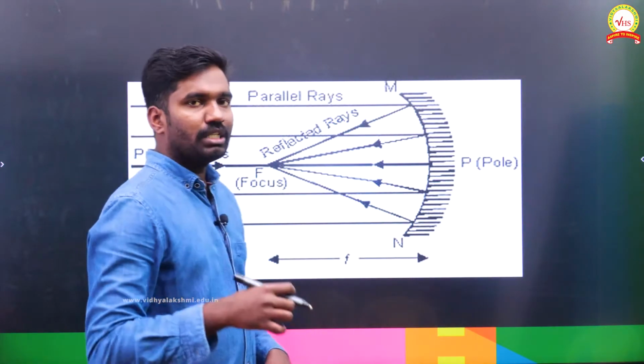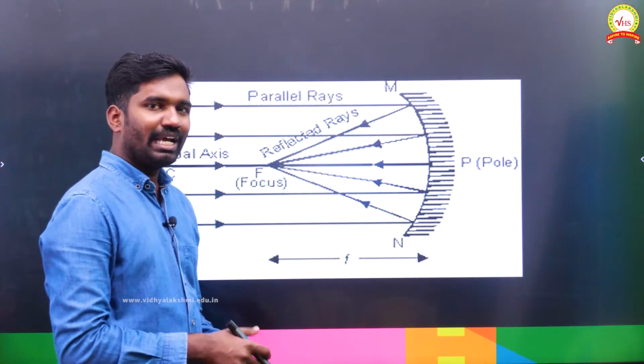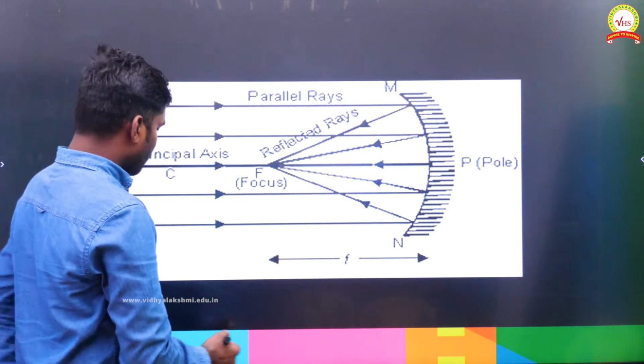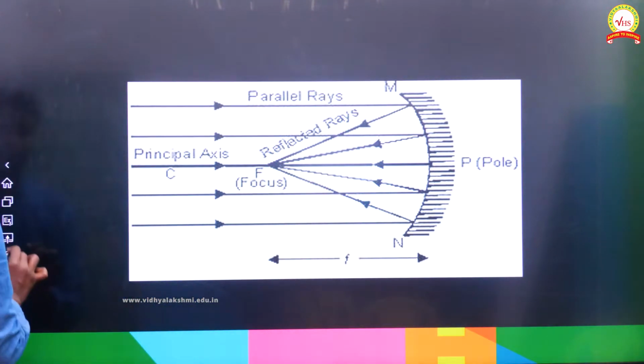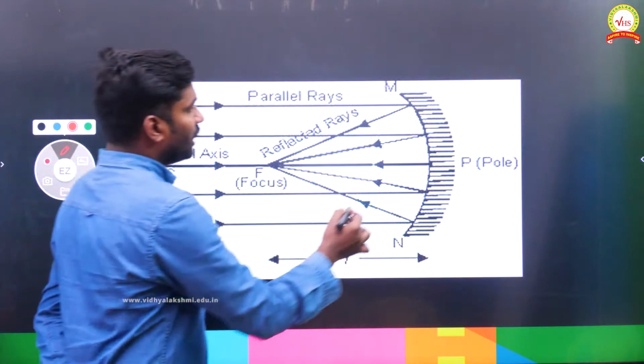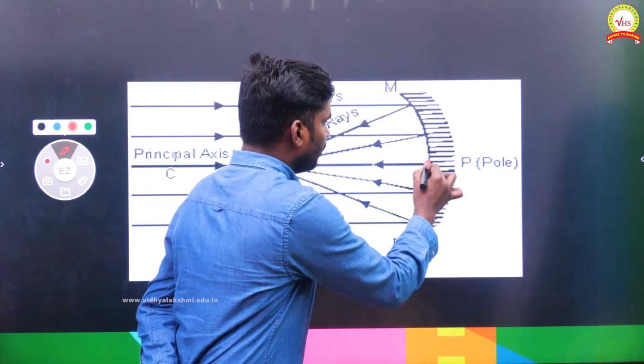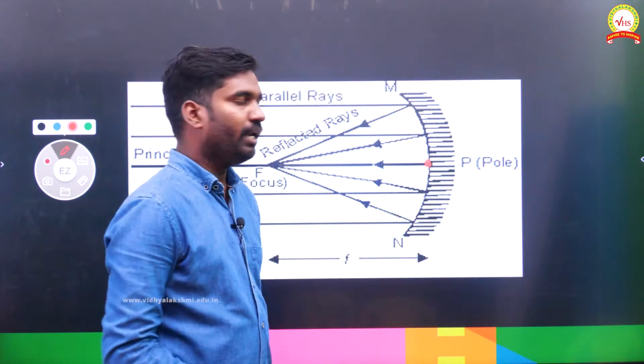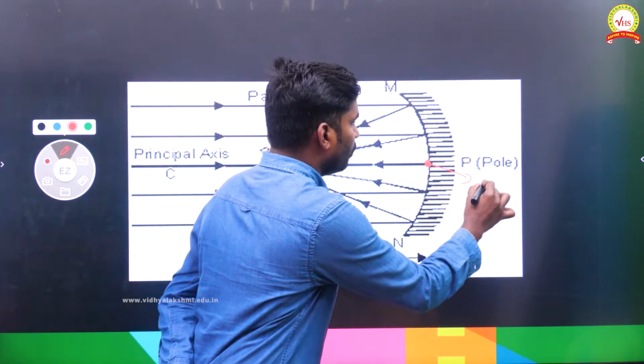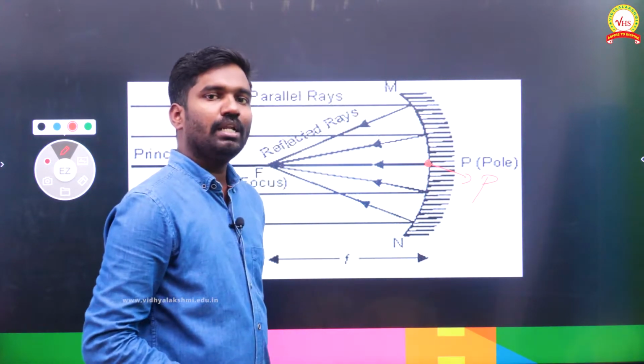Right. So these are the various terms we have. We'll just have a recap of that. The first term is the pole. What is the meaning of the word pole? It is the center point of the spherical reflecting surface, and it is called the pole. This point is considered as the pole, denoted by the symbol capital P.